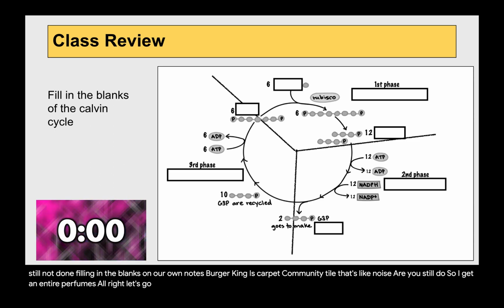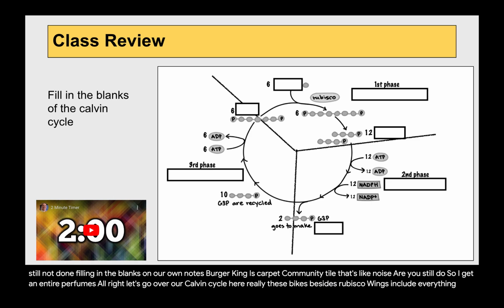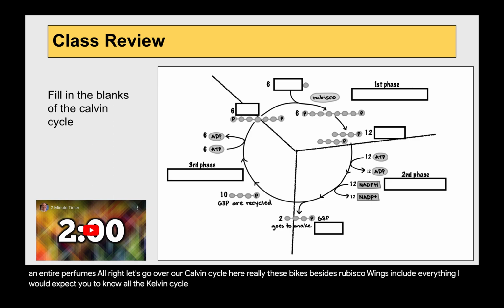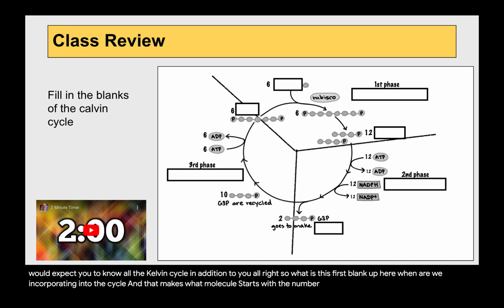All right, let's go over our Calvin cycle here. Really these blanks, besides Rubisco, include everything I would expect you to know of the Calvin cycle, in addition to Rubisco. So what is this first blank up here? What are we incorporating into the cycle? CO2, yes. And that makes what molecule? Starts with a number. 3PG. Yes, during our first phase of carbon fixation.